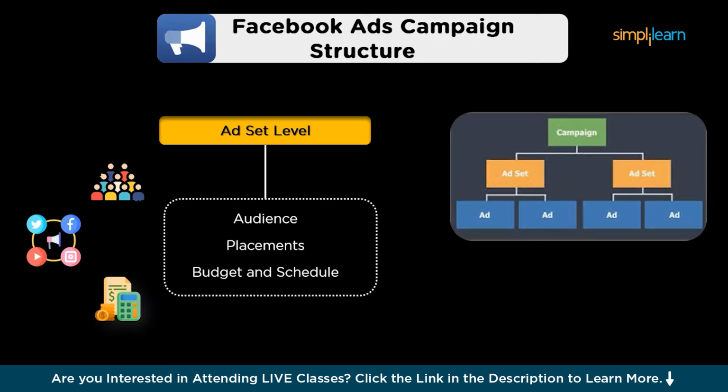And then comes placements. Decide where your ads will appear. Facebook gives you the option to choose automatic placements, which allow their AI to decide the best placement across Facebook, Instagram, Messenger, and Audience Network. Alternatively, you can manually select placements, but be aware that this might limit your ads' reach and performance.